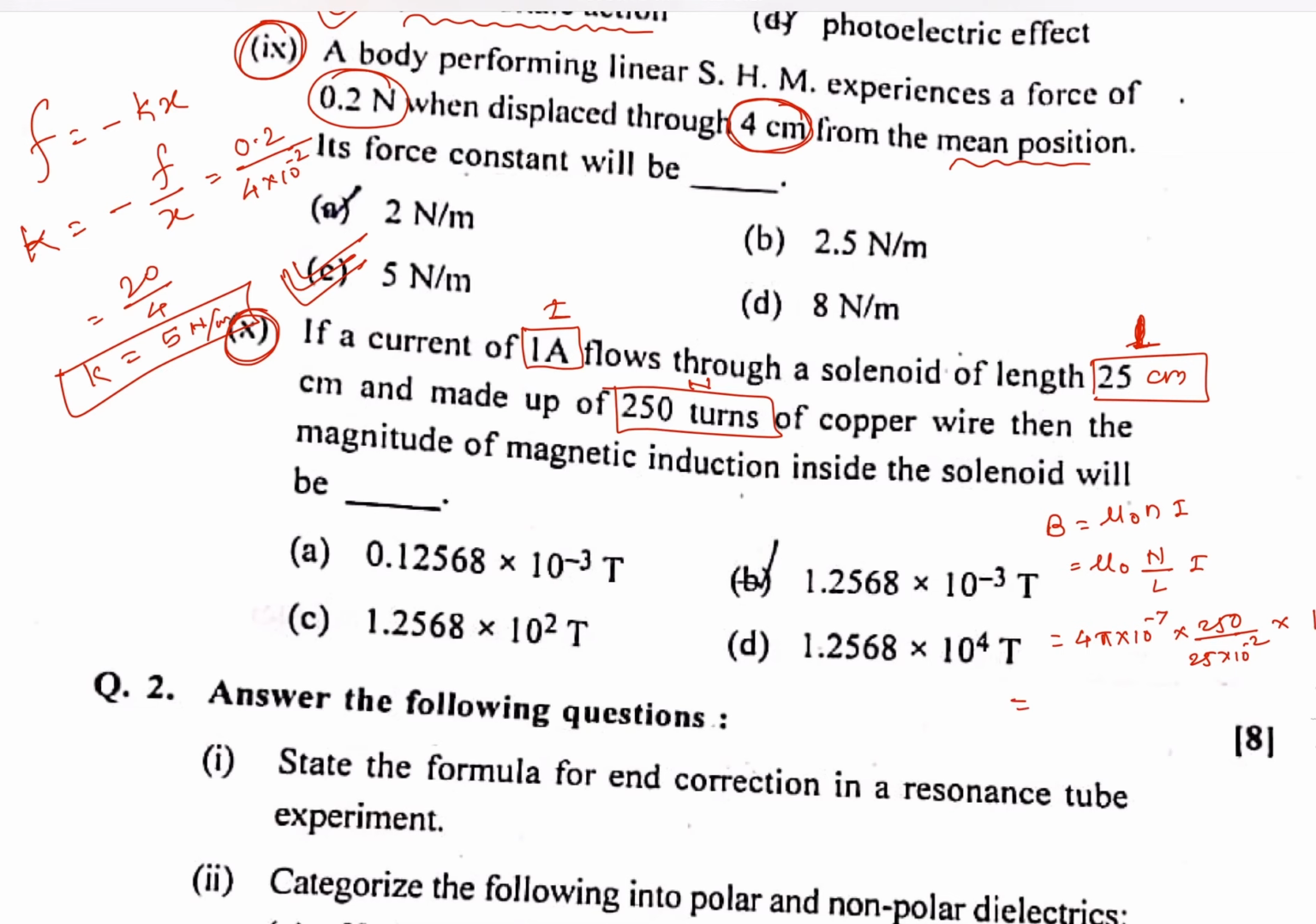So we have to simplify this. 4 into pi, 3.142 multiplied by 4, is coming 12.568 into 10 raised to minus 7. 25 tens are 250. 10 raised to minus 2 shifted up is 10 raised to plus 2, and this 250 is 10 raised to 3, I can write. So after solving this, 12.56 into 10 raised to minus 7 plus 3, minus 4. Here all the options are in standard form. 1.256 into 10 raised to minus 3 Tesla is the answer.